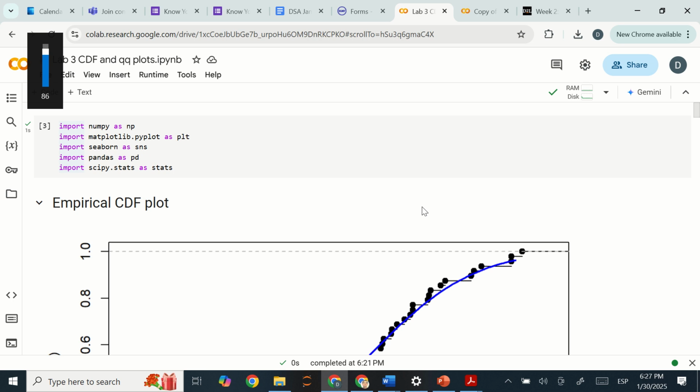Hello everyone, welcome to our lab 3. In lab 3 we're gonna go over two specific plots, the cumulative distribution function plot and the Q-Q plots.